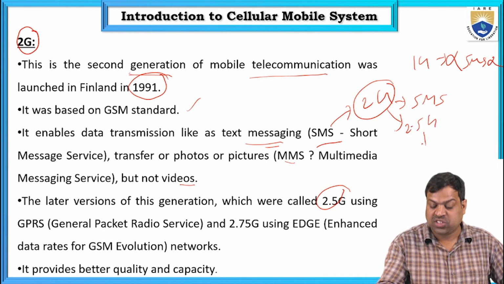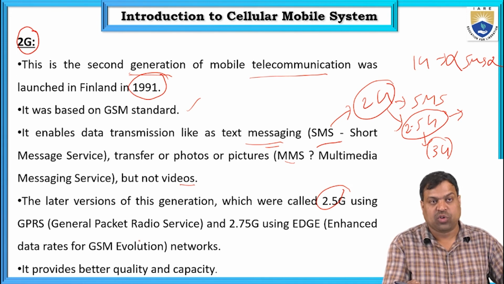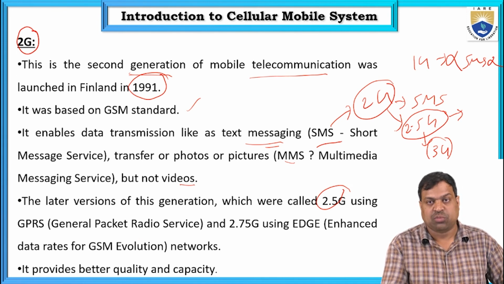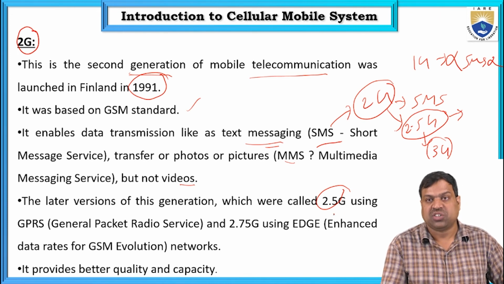So 2.5G is in between 2G and 3G. In between 2G and 3G, the 2.5G technology came. The version of 2.5G using GPRS means I want to locate some locations, I want to find some locations. Is it possible? Yes, it is possible with 2.5G, not with 2G.